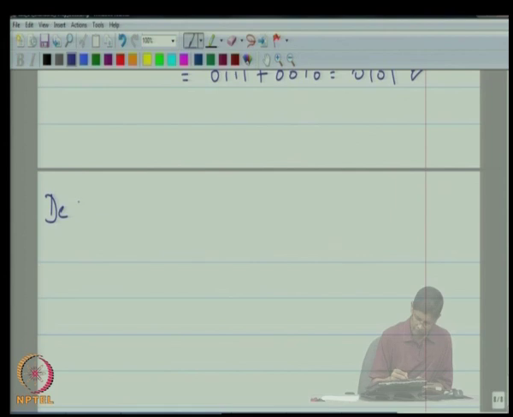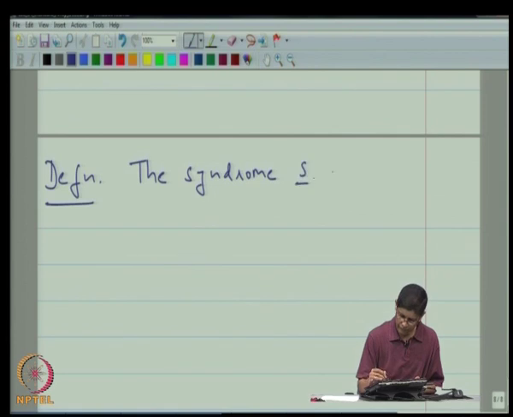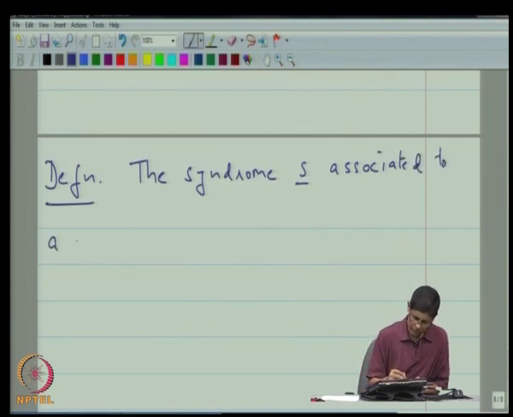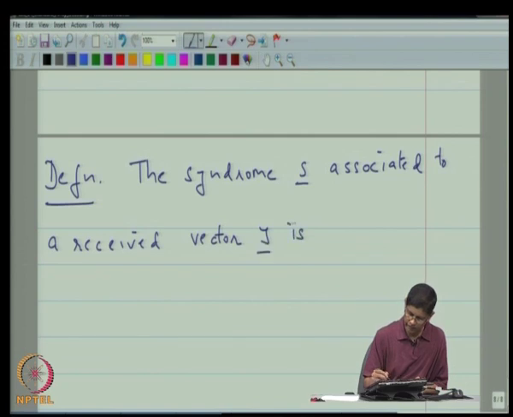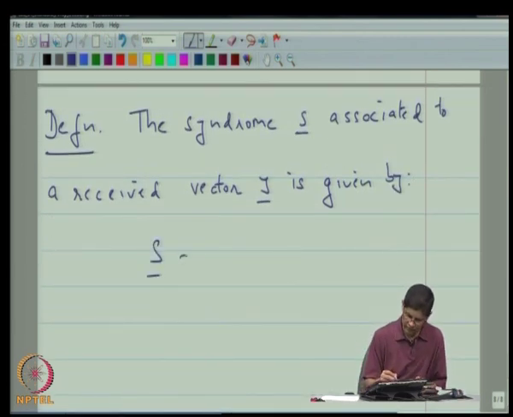So, definition: the syndrome S associated to a received vector y is given by S is equal to H times y. Okay.